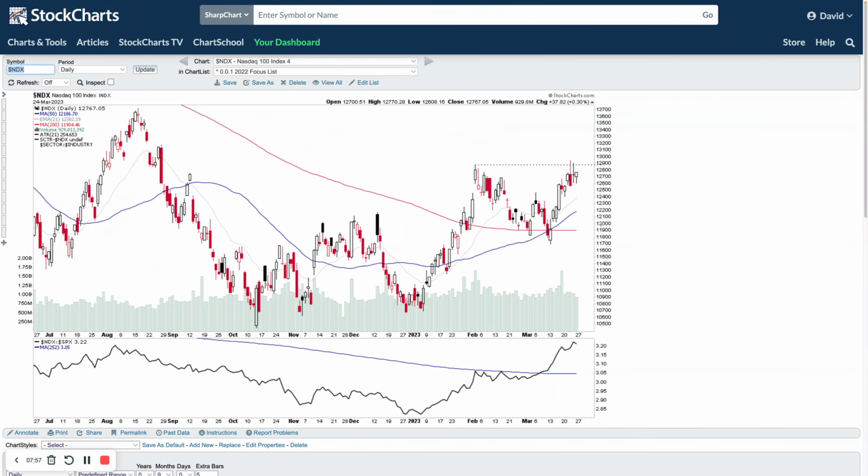The Nasdaq 100 has been stronger because of the mega caps and the fact that it's got no financials in it.